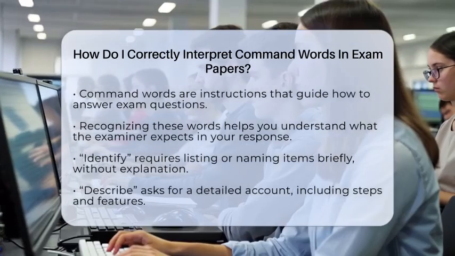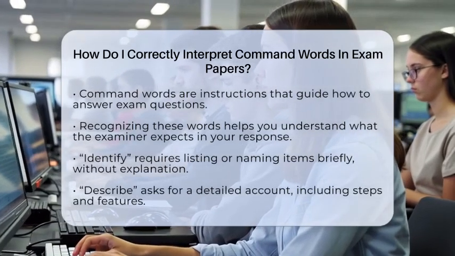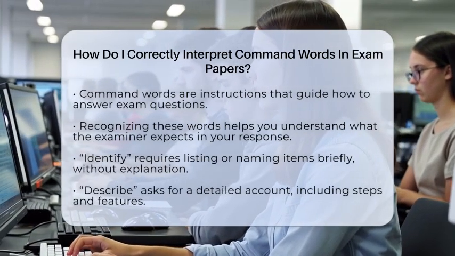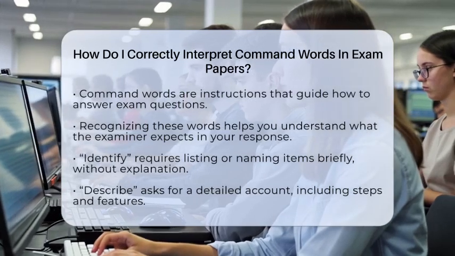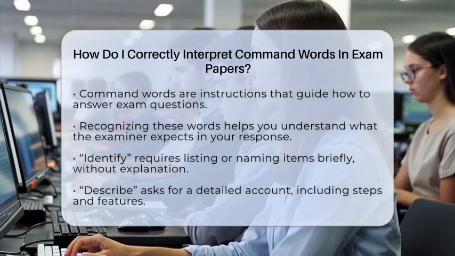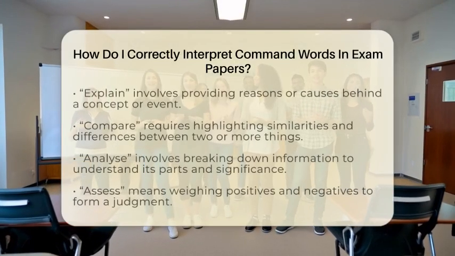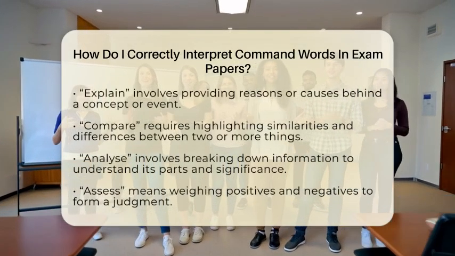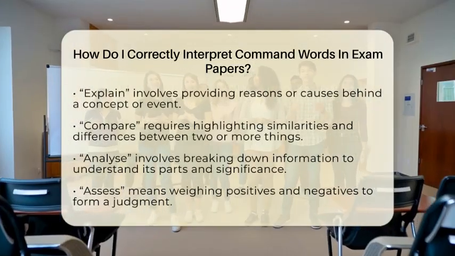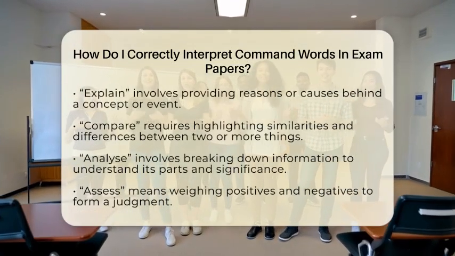The word identify asks you to name or state something briefly. For example, identify 3 causes of the French Revolution. You just list them without explaining. Describe means you need to give a detailed account. Think of it as painting a picture with words. For instance, describe the process of photosynthesis. You should include steps and features.